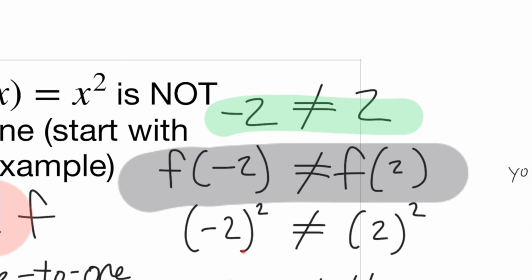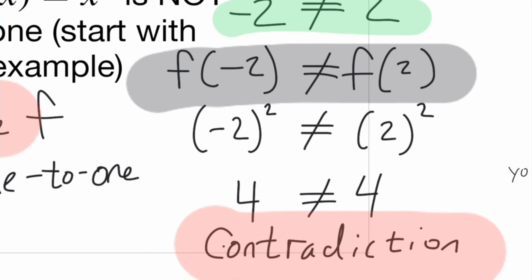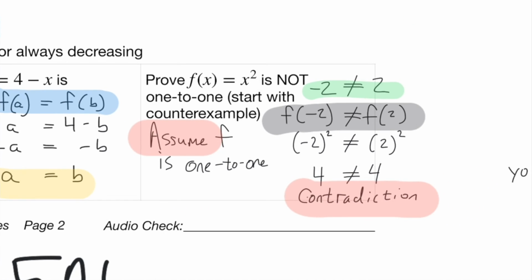Now, if we plug them into the x squared function, -2 squared should not equal 2 squared. But then we get 4 is not equal to 4, and that's a contradiction because we know 4 is equal to 4. So we can say that this assumption is not a valid one. We can't assume that f is one-to-one. That's how we prove that it is not one-to-one.